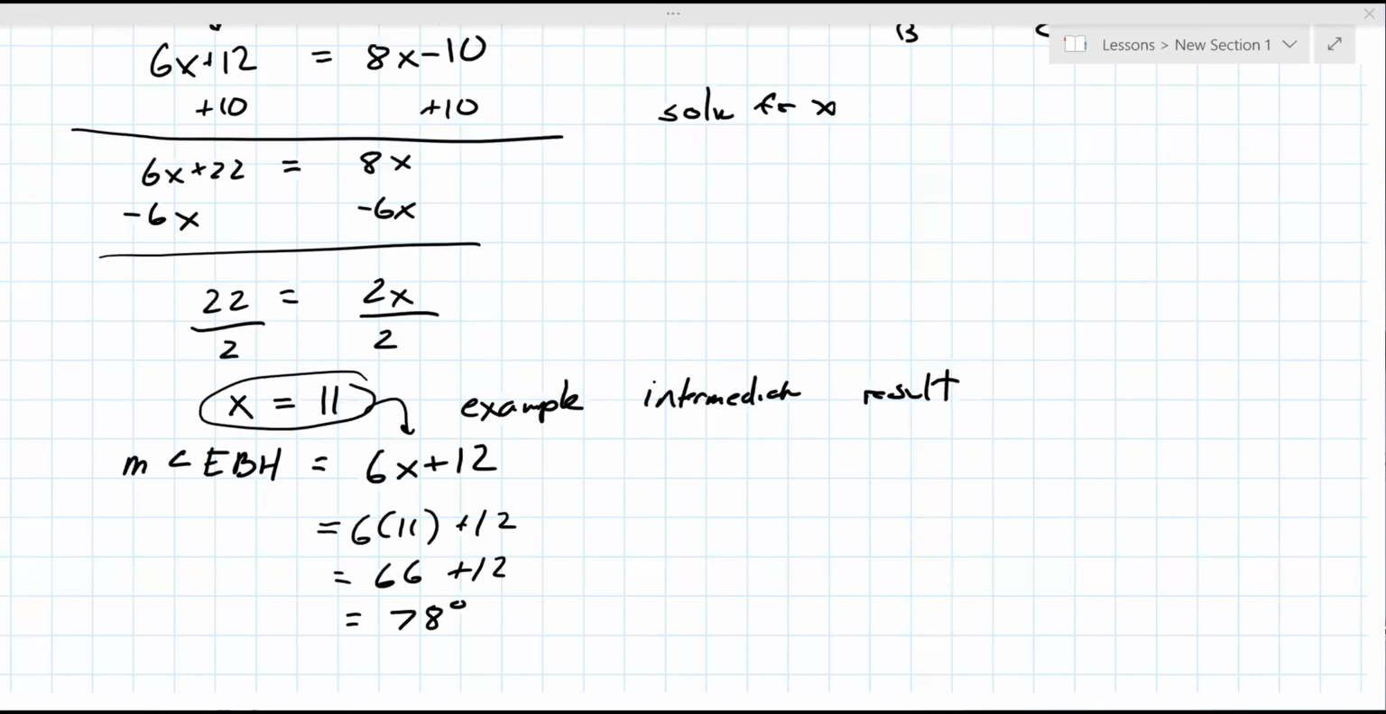Can I have a quick question? It kicks me out for a bit after we found that x equaled 11. Can you explain the next part?